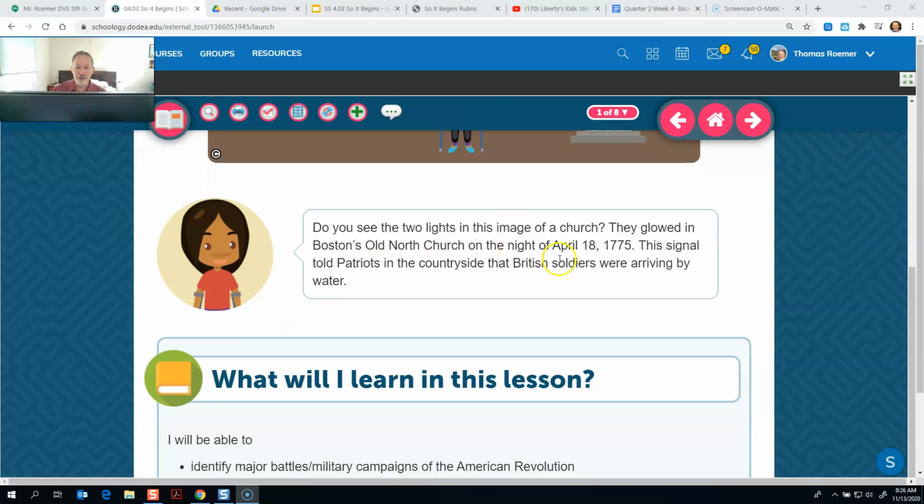She's at the Old North Church on April 18th, 1775. Okay, and the signal told the patriots in the countryside that British soldiers were arriving by water. Okay, so this is significant right here. 1 if by land and 2 if by sea. We'll talk about that very soon.